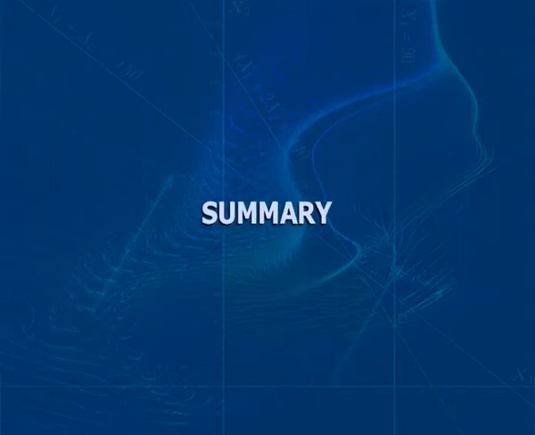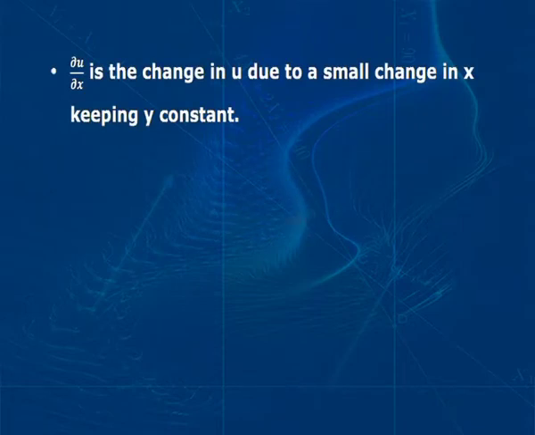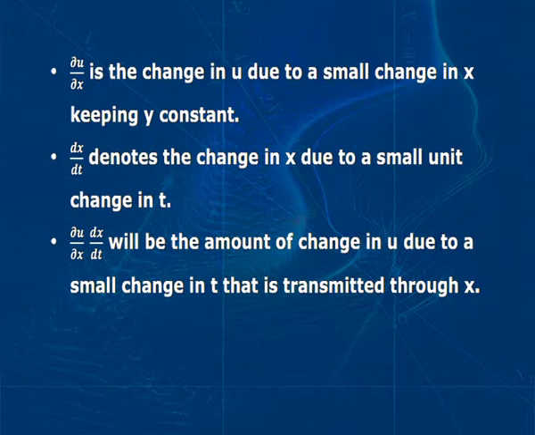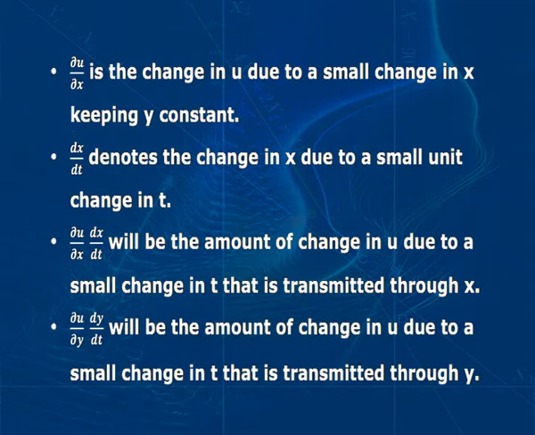Let us summarize what we have learnt. Del U over del X is the change in U due to a small change in X keeping Y constant. Del X over del T denotes the change in X due to a small unit change in T. Del U over del X into dx by dt will be the amount of change in U due to a small change in T that is transmitted through X. Del U over del Y into dy by dt will be the amount of change in U due to a small change in T that is transmitted through Y.